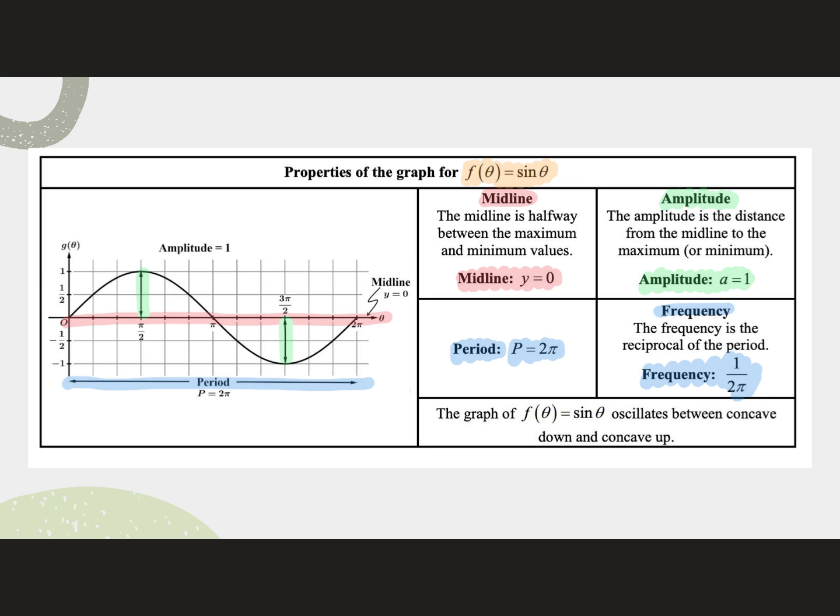Another important characteristic to notice is that this graph oscillates between concave up and concave down. So we have lots of points of inflection where that concavity is changing.